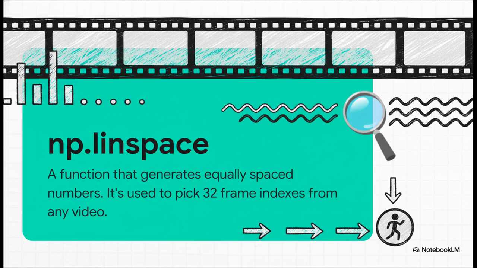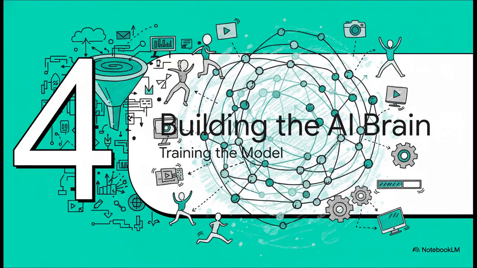So how do we figure out which frames to pick automatically? With this simple but incredibly powerful function. You basically just tell it, hey, this video has 100 frames, but I need the indexes of 32 frames that are perfectly spaced out. And bam, it instantly spits out the exact frame numbers to grab. Problem solved. Okay, our data is prepped and perfectly formatted.